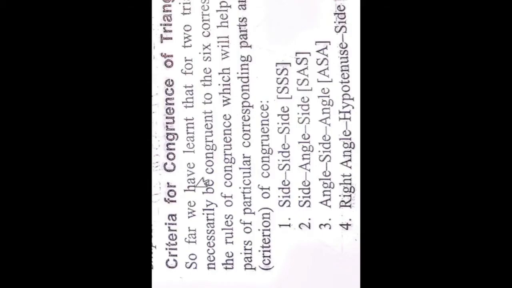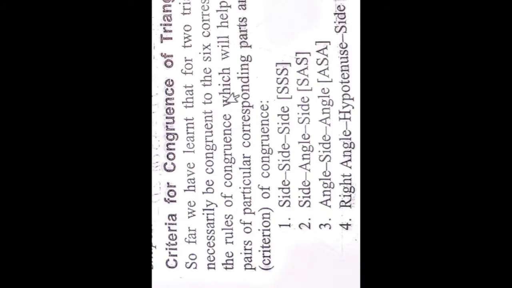Let us study the criteria for congruence of triangles. Up till now, what we have studied is that for two triangles to be congruent, the six parts of one triangle should be congruent to the six corresponding parts of the other triangle.